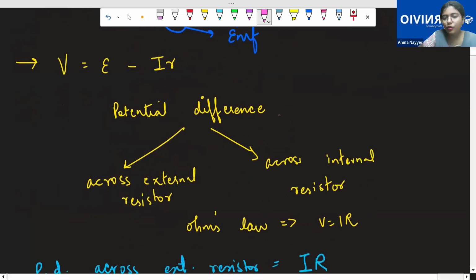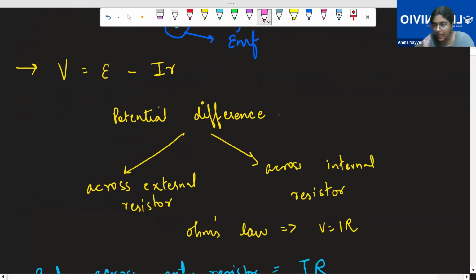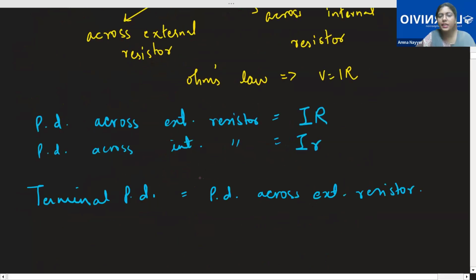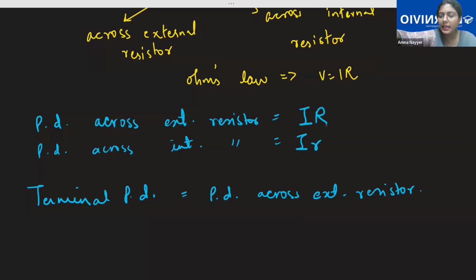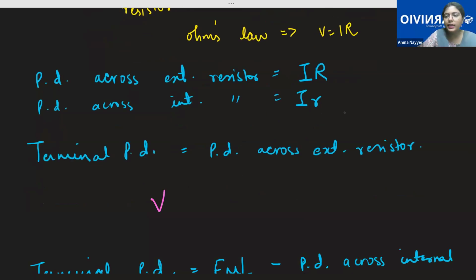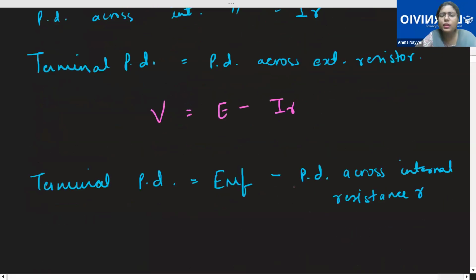Now the formula that you have to remember is V is equal to E minus Ir. So potential difference here is divided into two parts. Potential difference across external resistor and across internal resistor. We are going to use Ohm's law. So potential difference across external resistor will be I into R, and across the internal resistor it will be I into small r. So E is equal to potential difference across the external resistor, that is the terminal potential difference, plus that across the internal resistor. So we'll take this as V is equal to E minus I into small r. But depending upon the questions, you can use any of the formula.